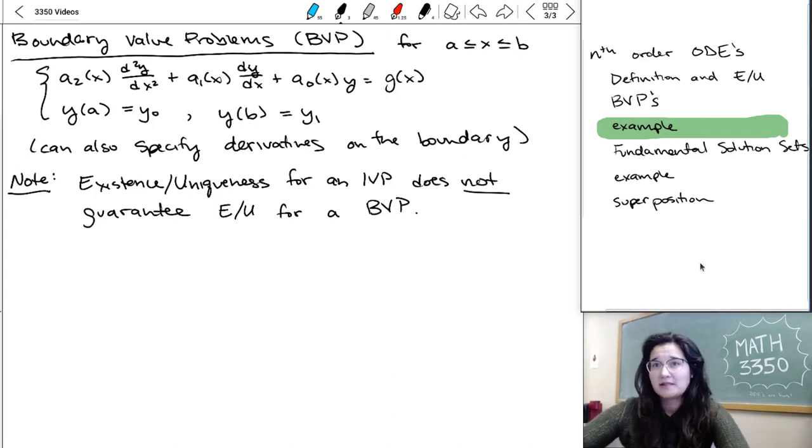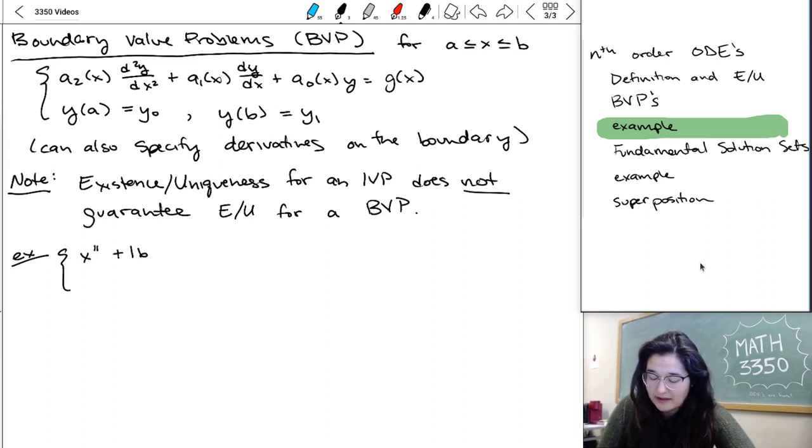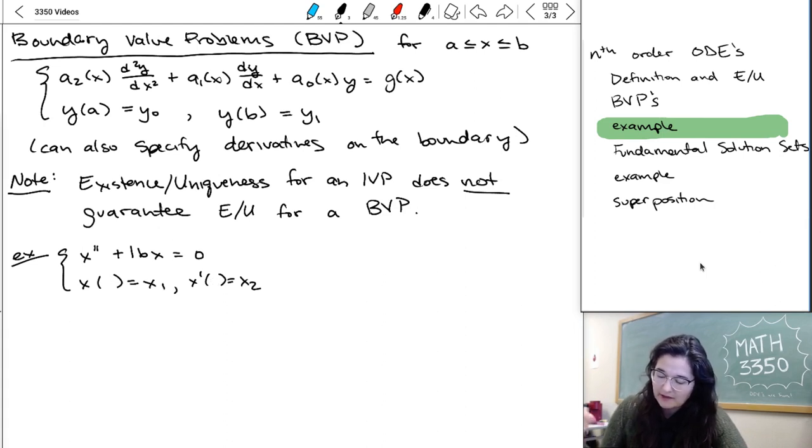Next up, we're thinking about some examples of existence and uniqueness for initial value problems and boundary value problems. So we're going to stick to the same differential equation each time, x double prime plus 16x equal to 0. That's a second order linear differential equation. And if I think about x of 0 equals x1 and x prime of 0 equals x2, or even some generic t value that it takes on, it can be any initial condition.